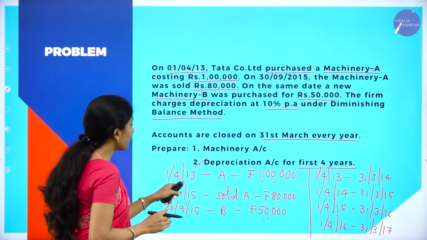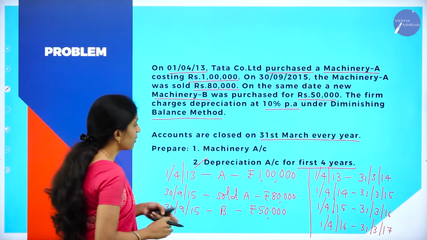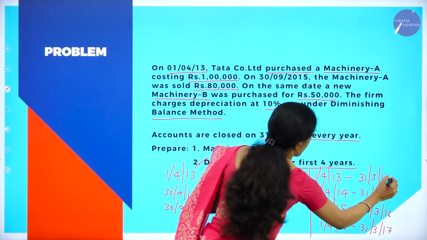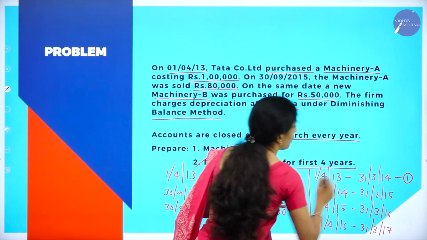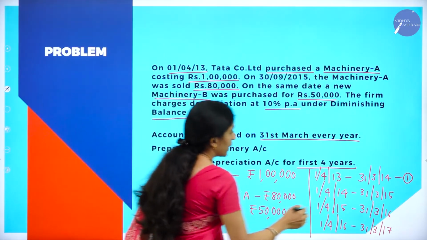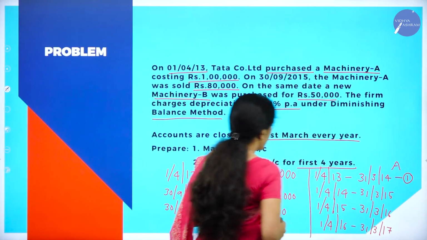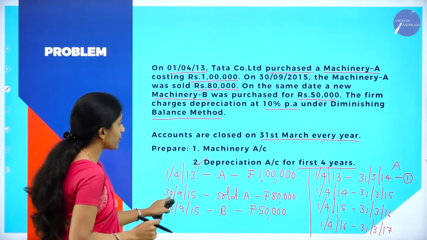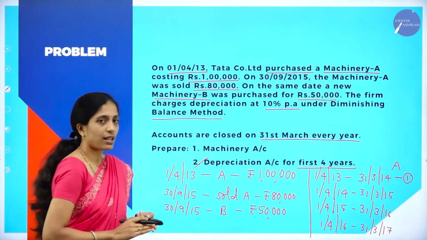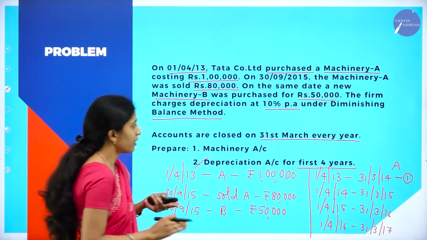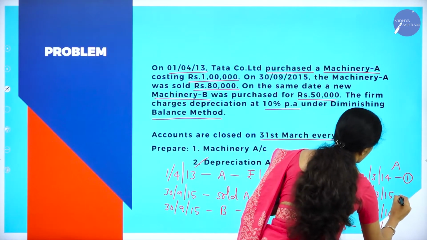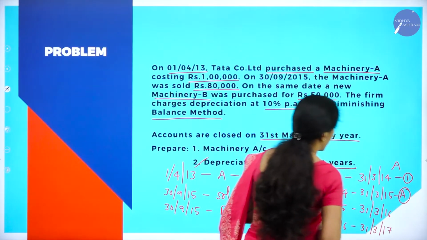Now in the first year, 1/4/2013, only one machine was there, so there is no problem. There was only one machine, that is machine A. Next, in the second year also, till 31st March 2015, nothing had happened. So there was only one machine, that is machine A.